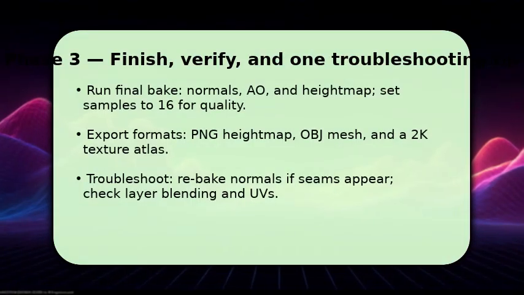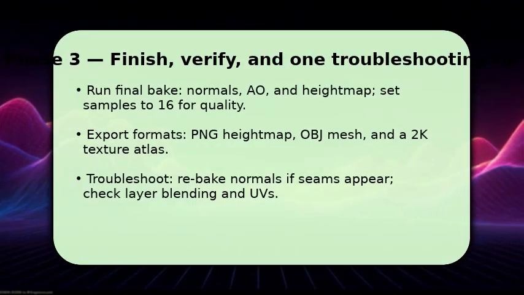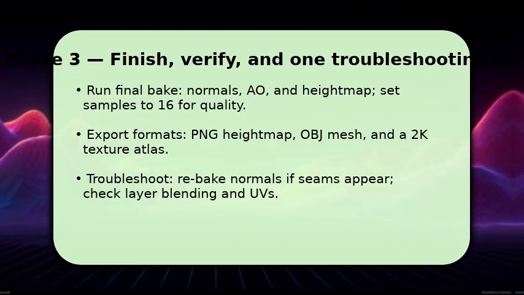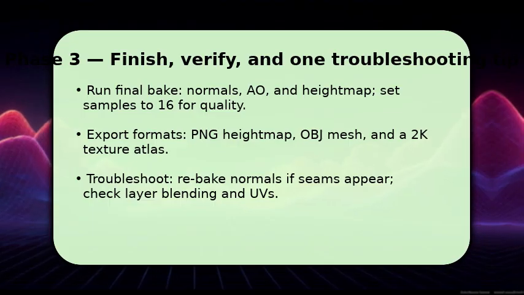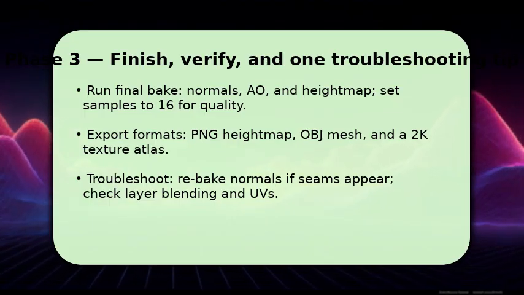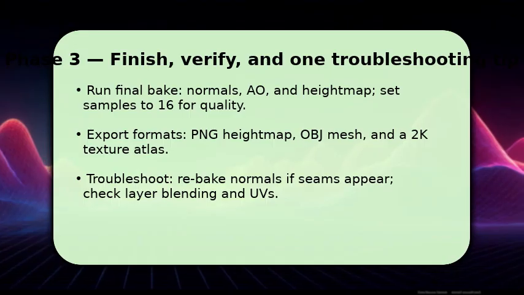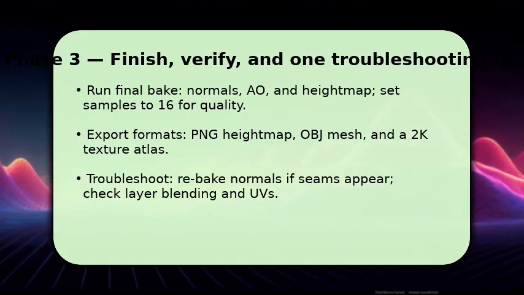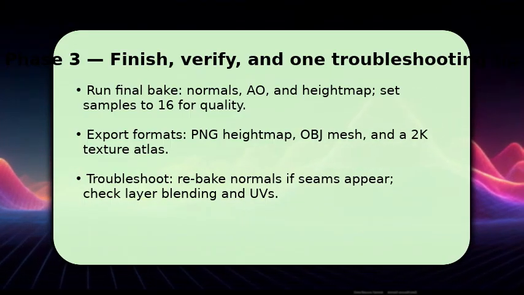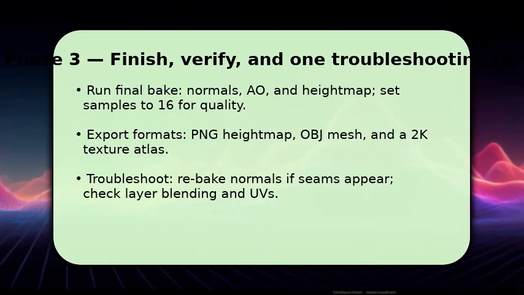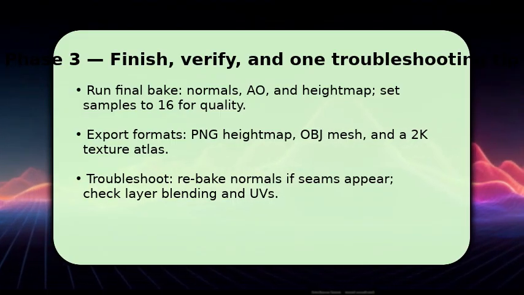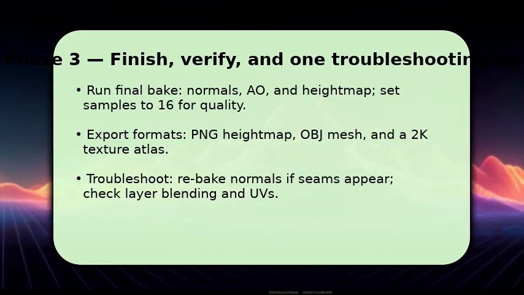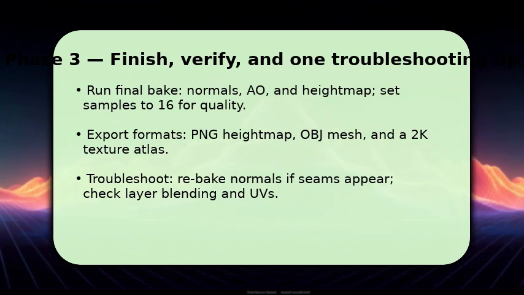You finalize by baking final assets, normals, ambient occlusion, and a height map with 16 samples for clean results. Then export your planet as a PNG height map, OBJ mesh, and a 2K texture atlas so it's ready for engines or renders. If seams or shading errors appear, rebake normals and check layer blending and UV seams. Often a single rebake fixes artifacts. Make sure to test the imported mesh in your target engine at the intended scale before calling the job complete.